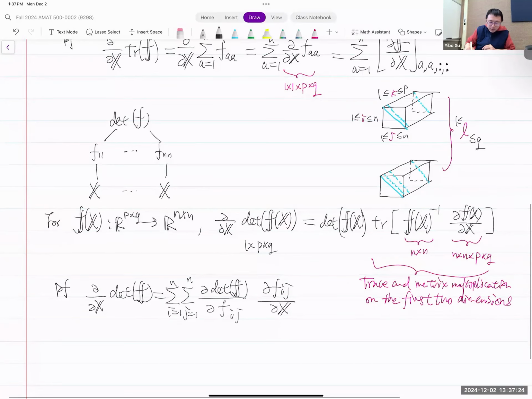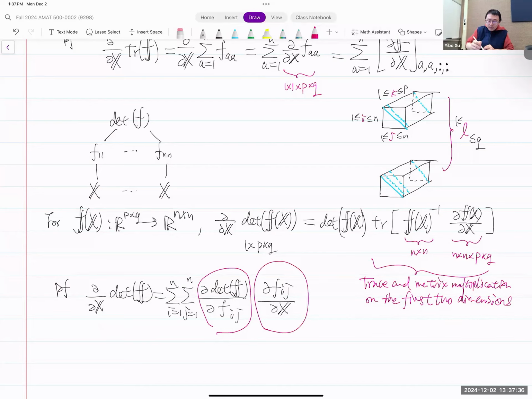Okay, so now we do this because this chain rule makes sense. We have a scalar on the top, a scalar on the bottom, so this is just a scalar function. And here this is a matrix. So essentially we have a summation of n squared matrices all together. Okay?